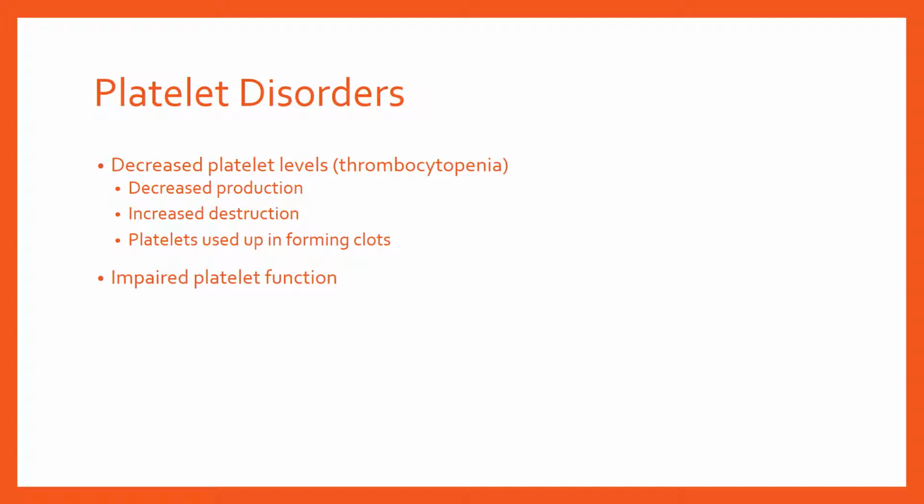What can influence decreased platelet levels, or thrombocytopenia? Penia is a decreased number, and cyto means cells, so thrombocytopenia is a decreased number of platelets. Causes include decreased production, increased destruction, and too many clots forming at the same time, so we just can't provide enough platelets even if our production is normal. Also, you can have a normal platelet number, but impaired platelet function. They're not functioning normally.